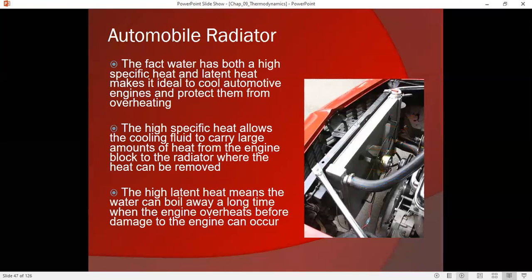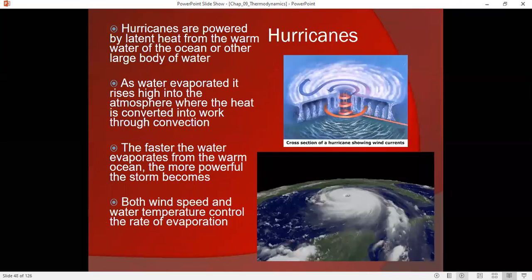Steam burns are one of the worst. Again, owing to the very large amount of latent heat of steam, 2.6 million joules per kilogram, it can really do a lot of damage and create horrific burns.